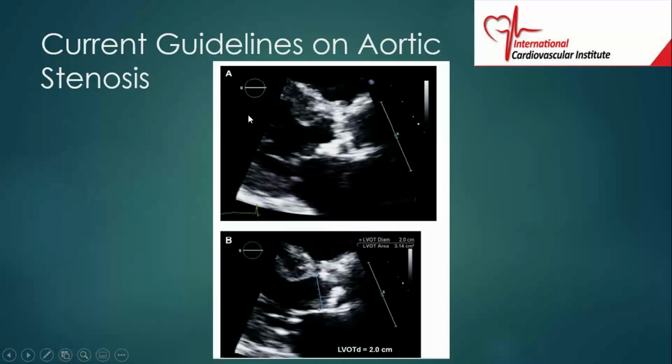Another situation is you do your parasternal long axis view and the patient has a lot of calcification. If you just change your angulation a little bit, you can see a nice LVOT diameter to measure. In this case, you can't measure anything. There's a lot of calcification. But just by doing a little angulation of your transducer, you can get a nice LVOT diameter.